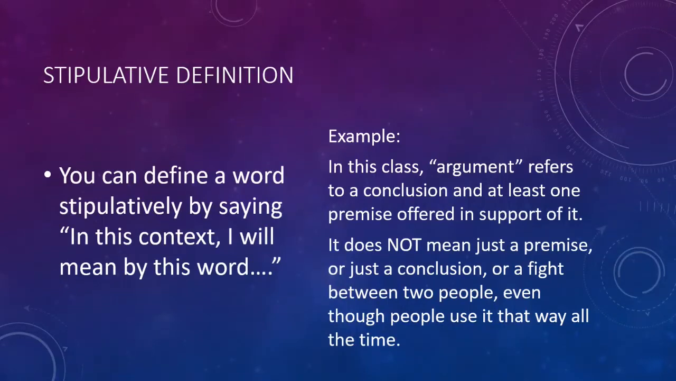let's talk about stipulative definitions. In some contexts, you might want to just decide what the definition is going to be. So you say, in this context, by this word, I will mean, blah, blah, blah. For example, in this class, I said argument refers to a conclusion and at least one premise offered in support of it. It doesn't just mean a premise or just a conclusion or a fight between two people, despite the fact that people use the word argument like that all the time. So I'm forcing you to use the word argument in a way that I have stipulated.